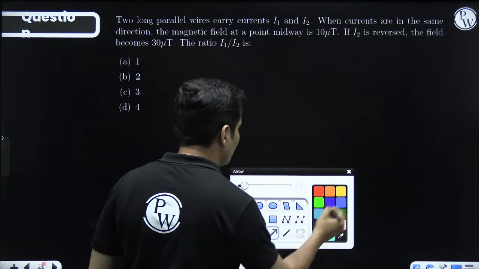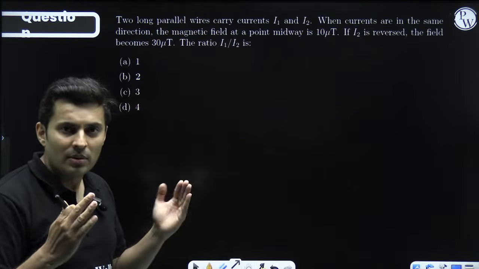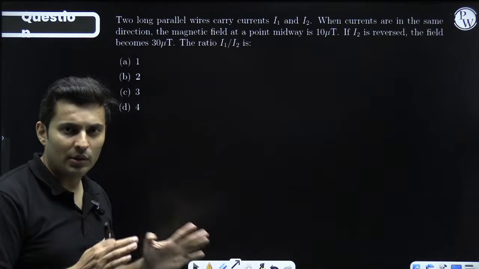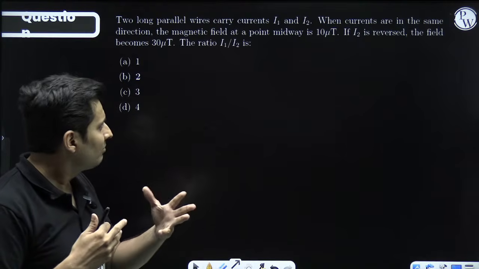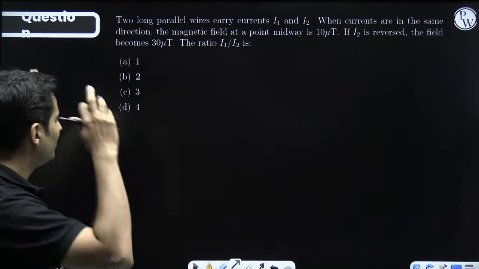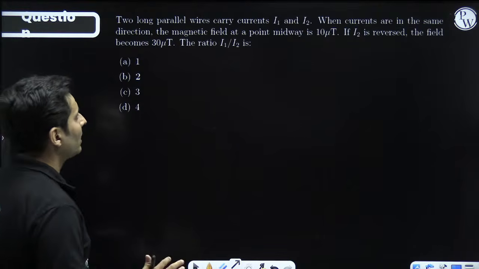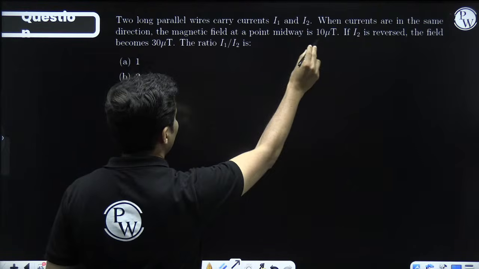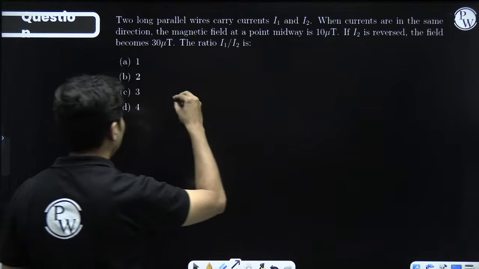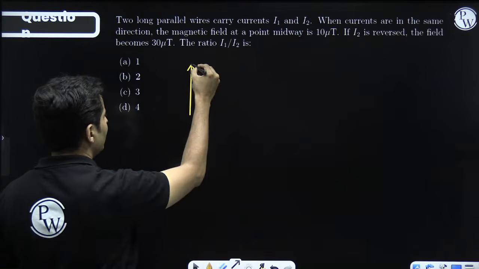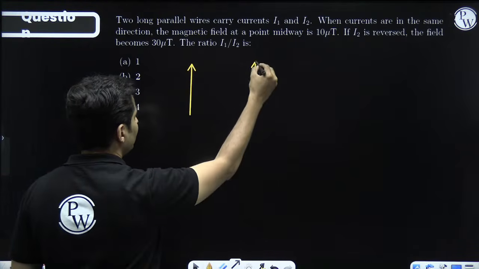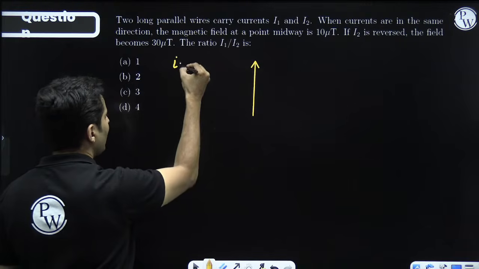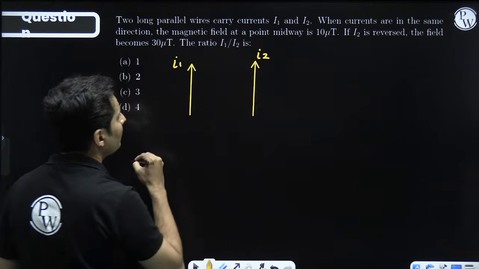It's a very good question, guys, because you need to get the directions right, and also it is procedural, and you need to solve it properly with proper calculations. So two wires carry current I1 and I2. When currents are in the same direction, let's take current here and let's take current here. So this is I1, let's say this is I2.